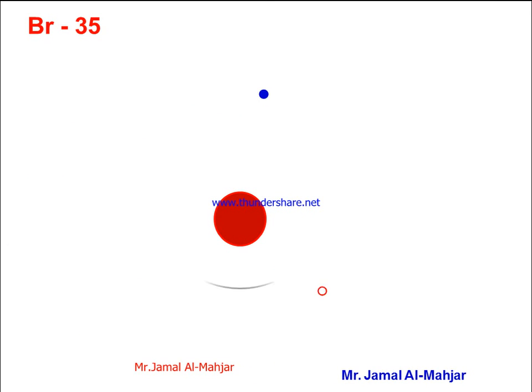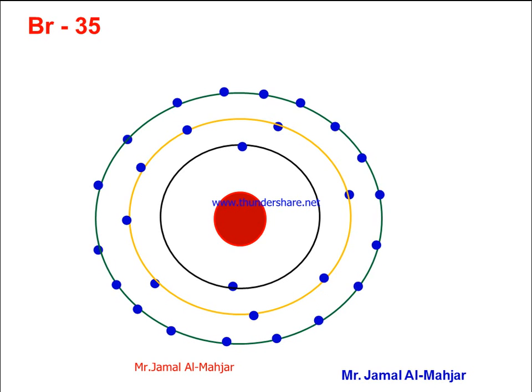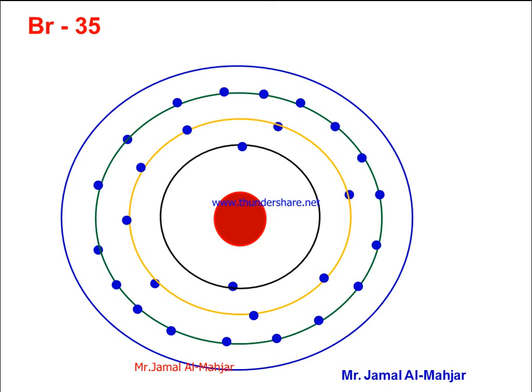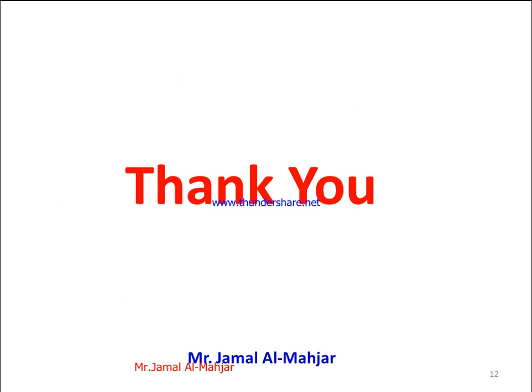Bromine, this is the nucleus. The first shell you have to put 2. The second shell we have to put 8. In the third shell we have to put 18. And in the last shell, how many electrons do you need? Yes, we need 7 electrons. Thank you very much.